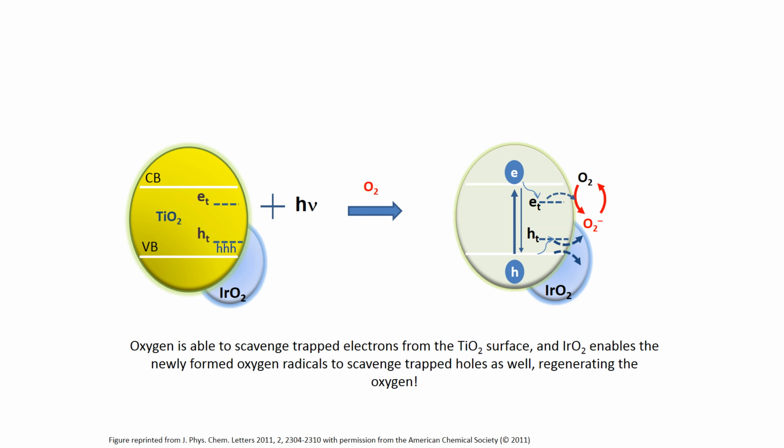Under oxygen, however, oxygen can scavenge the electrons that are trapped on the titanium dioxide, and the newly formed oxygen radicals are able to scavenge the trapped holes as well when iridium dioxide is present. This is suggested by the trace showing the decrease of absorbance upon irradiation seen in the previous slides.